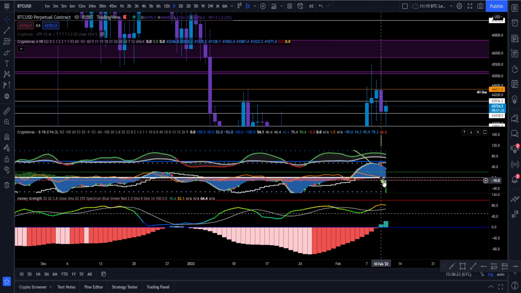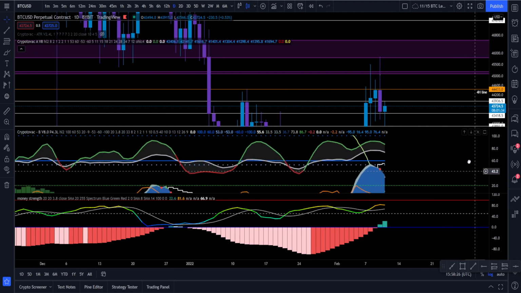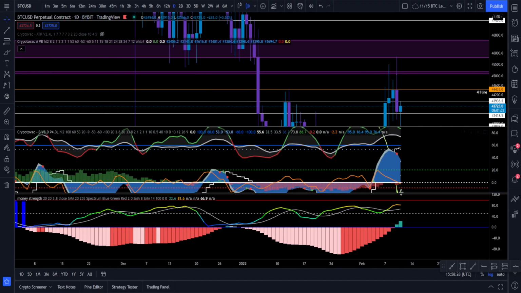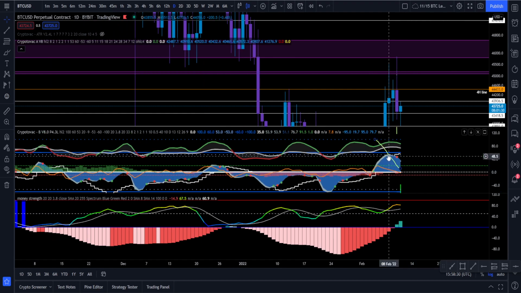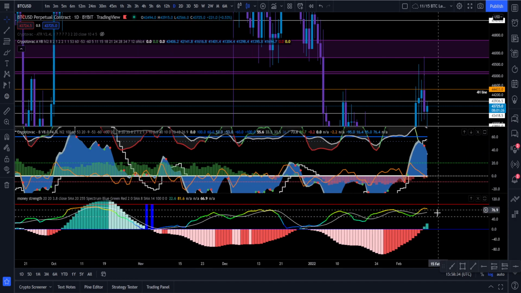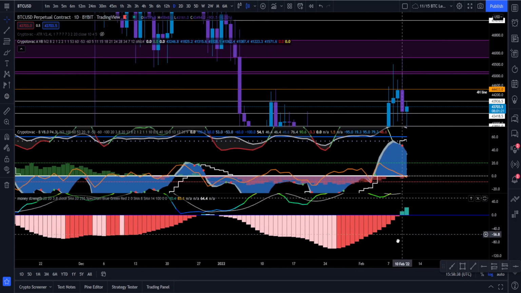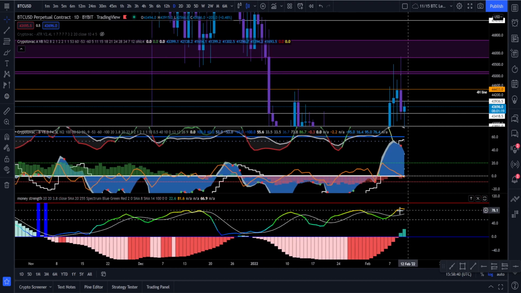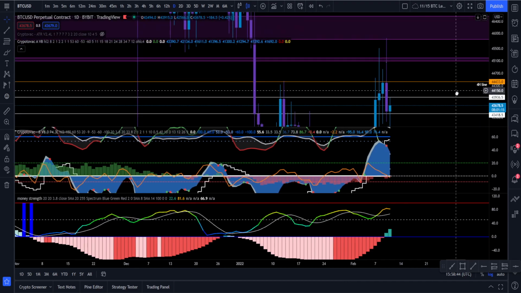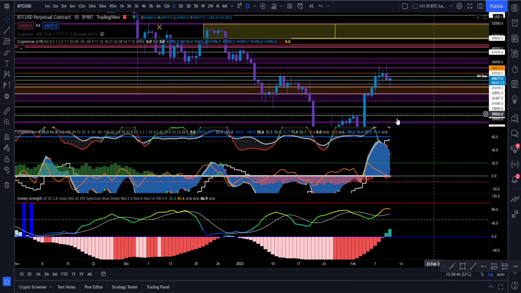There's not much else to say. I said what I thought in yesterday's live stream, with the hidden bearish divergence on the daily. VWAP is down. The only thing that's giving me a little bit of hope here is the money strength. Money strength is still green, with the volatility still in the upper 80s. That's good if you're bullish. You could be expecting a little bit of a move up from here.